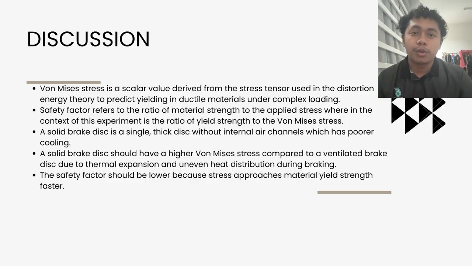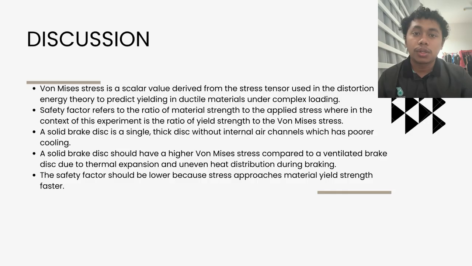Now, let's discuss our findings. To begin, we use von Mises stress, a scalar value derived from the stress tensor, to predict yielding in ductile materials under loading. Based on this, we calculated the safety factor. In this experiment, that is the ratio of the material's yield strength to the observed von Mises stress.